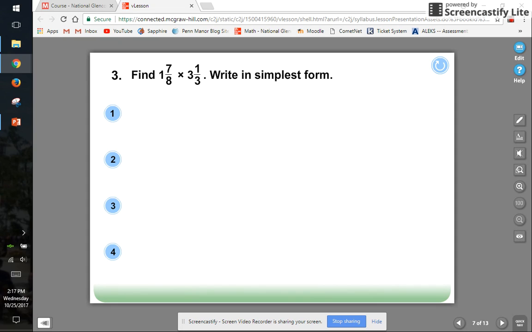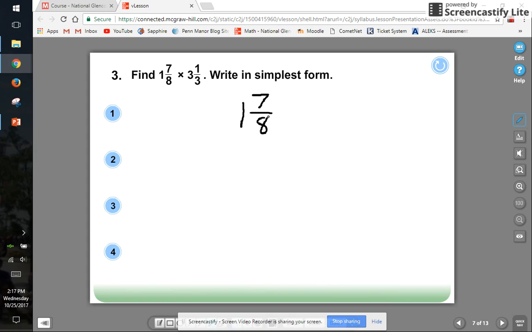Now, please forgive my handwriting, and if things click off and on, we're doing our best. Okay, so step one when accomplishing a multiplication problem involving two mixed numbers is to change those mixed numbers into improper fractions. Let me first show you this mixed number, 1 7/8. This is how I convert it to an improper fraction.